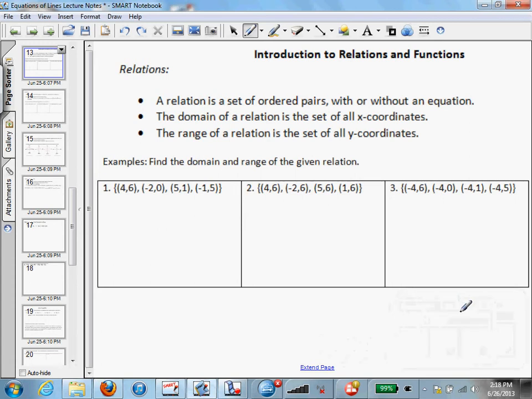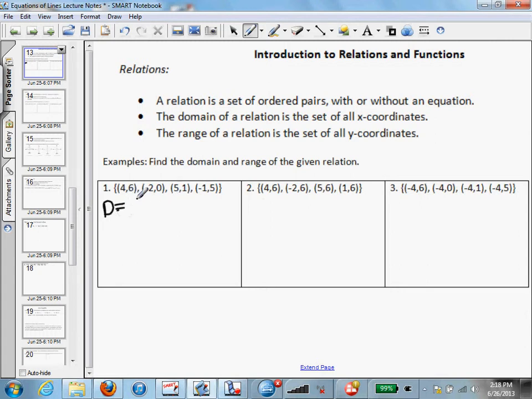Hello and welcome to an introduction to relations and functions. A relation is a set of ordered pairs with or without an equation. The domain of a relation is the set of all x coordinates, while the range is the set of all y coordinates. So if we're to find the domain and range, the domain is usually denoted with D.